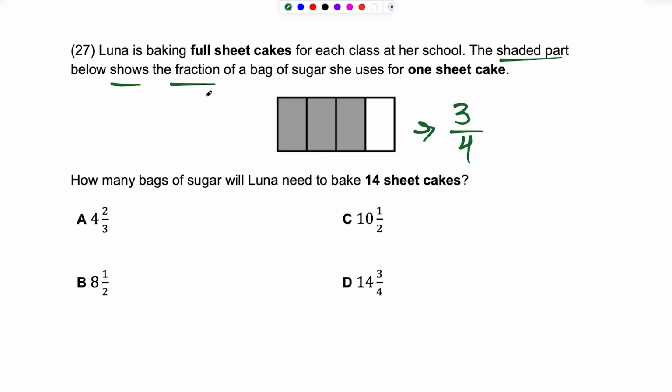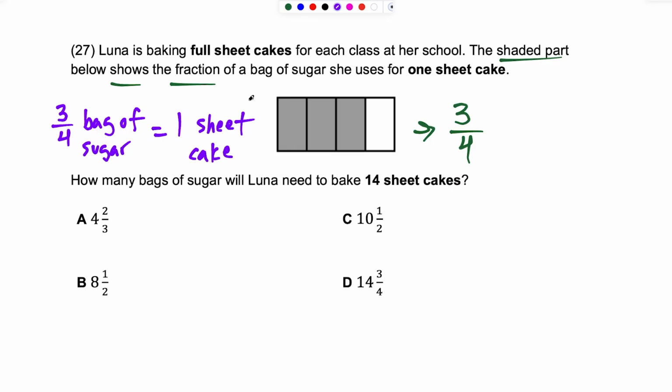So we have that it takes 3/4 of a bag of sugar to make 1 sheet cake. Okay, so I'm just going to write that down. We have 3/4 of a bag of sugar. So 3/4 of a bag of sugar will make 1 sheet cake. This is going to be very important because now we're asked how many bags of sugar will Luna need to bake 14 sheet cakes?